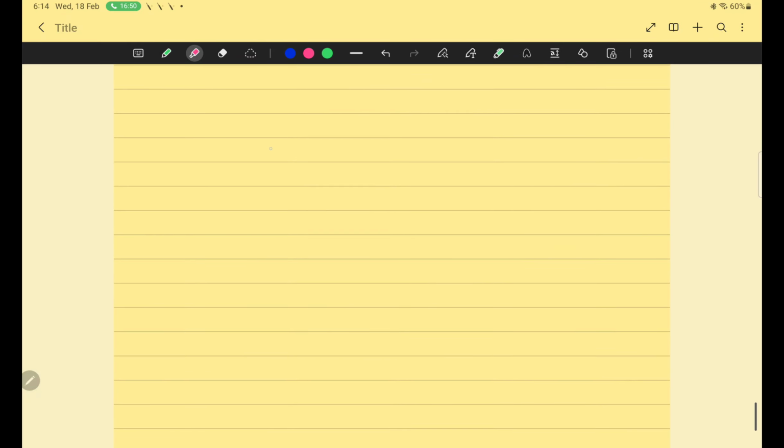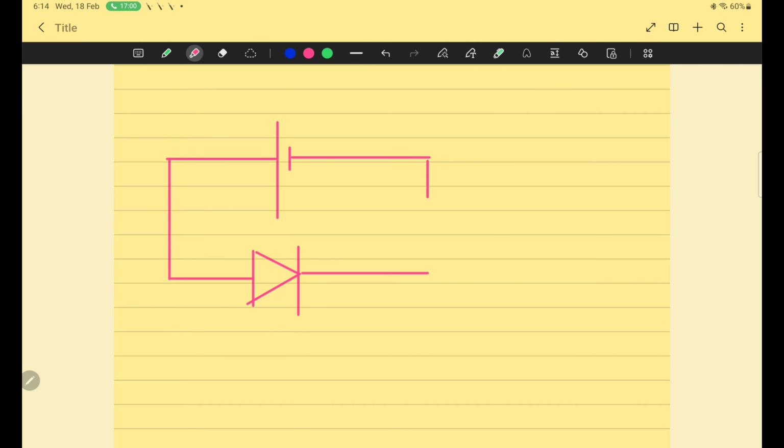The explanation is, consider this is the positive terminal, and this is the diode. When current flows, this is conventional current. When the current direction and the diode arrow direction are the same, then this current can pass. So I am writing: conventional current can pass.